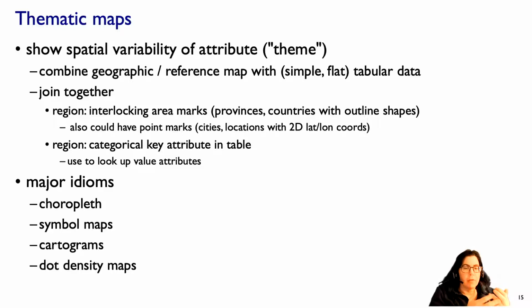combining a geographic map. Sometimes this is called a reference map in cartography. We're combining that with a table of data, typically like a simple flat table. So we're really joining together these two very different ways to think about a region. One way to think about a region is one of these interlocking area marks, right? Like the provinces of Canada, or the outlines of a country. These are things with shapes.